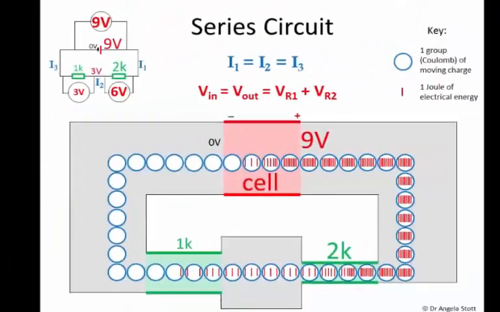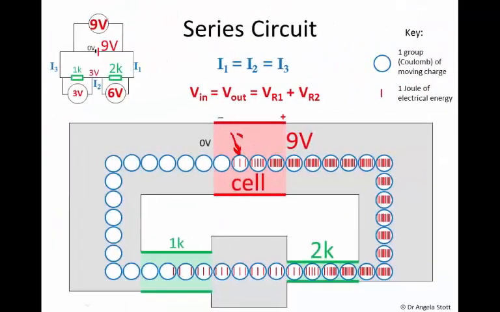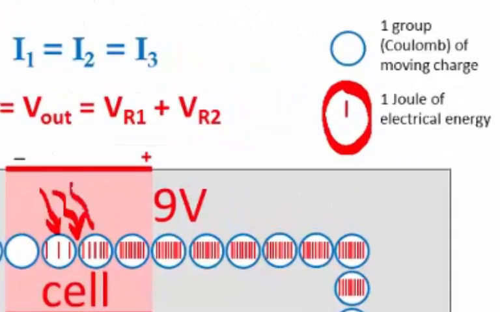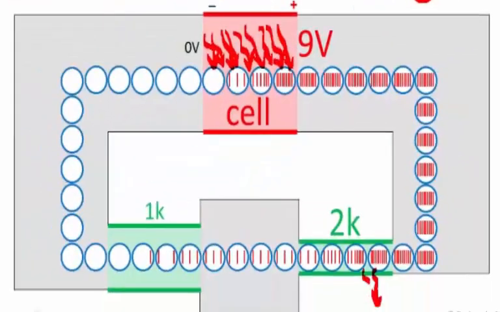Now remember, in a circuit, the battery puts voltage in. In other words, it puts energy, joules of energy, into the charges. And the resistors take voltage out. In other words, they convert electrical energy into other forms of energy, heat energy, if it's a bulb or an LED, also light energy, and those kind of energies go out of the circuit into the surroundings.